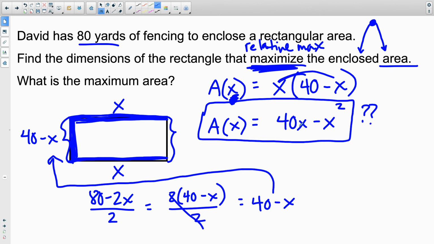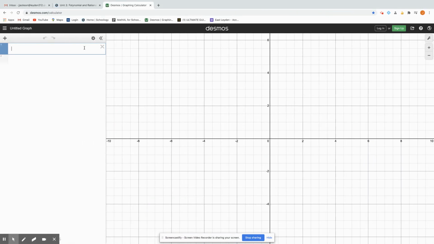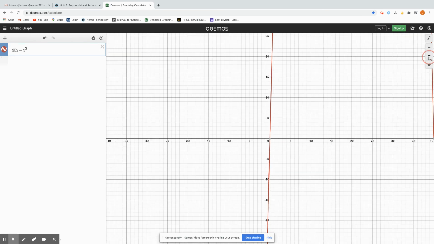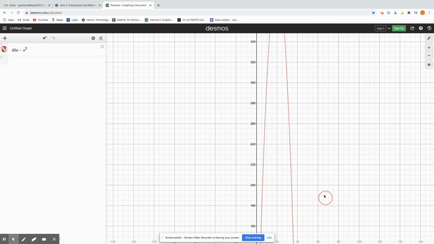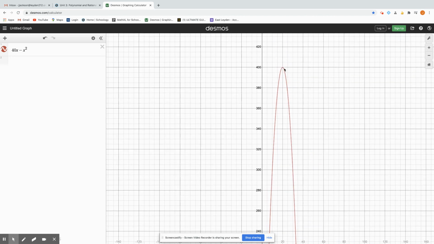Okay, let's take a look at the graph itself. If I type this in, 40x minus x squared, no matter what graphing utility you use, you're going to have a hard time seeing this, because we've got a small window. If we zoom out enough, if we're using Desmos, we start to see that there will be a top of the hill right here. So we see our relative maximum point at 20 and 400.